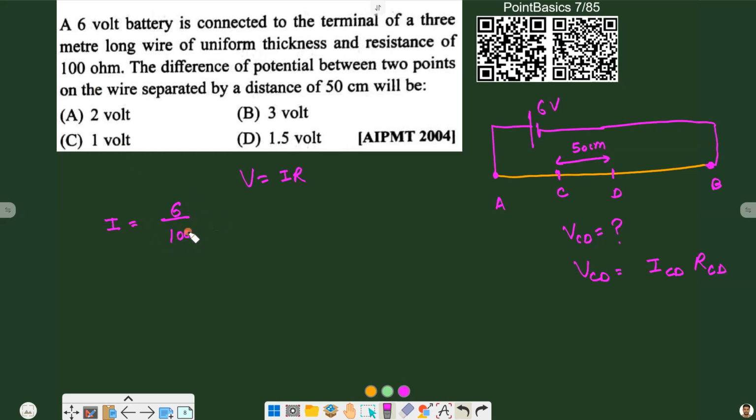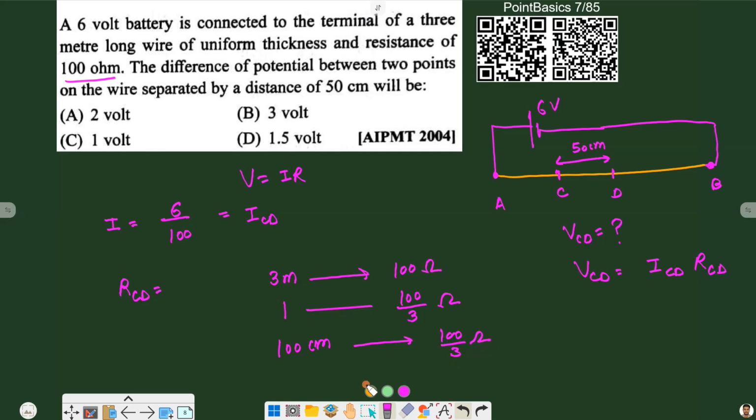So it will be 6 by 100 and it will be equal to ICD. Now coming to RCD, resistance of the CD part. Now this whole wire having length of 3 meter has a resistance of 100 ohm. So we can say in 3 meter we have resistance of 100 ohm. Now in 1 meter we will have resistance of 100 by 3 ohm, and we know we have to calculate for 50 centimeter, or we can say half meter. In 100 centimeter resistance is 100 by 3 ohm.